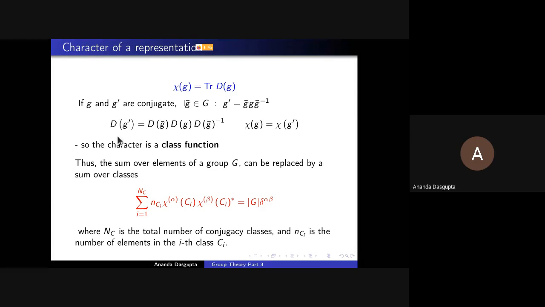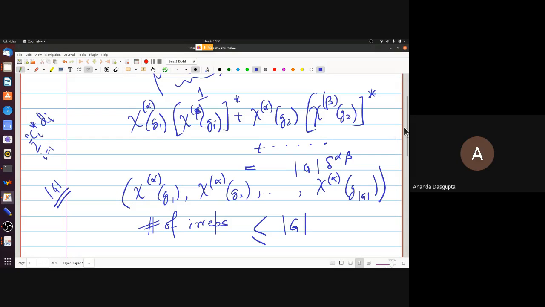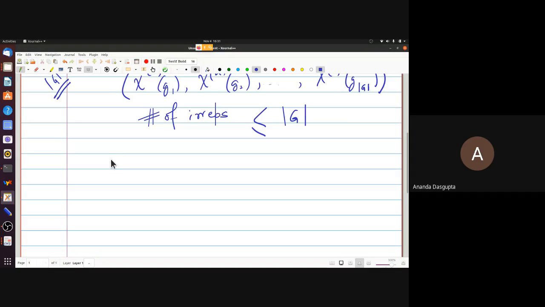So just to perhaps make this a bit more clear. For our example of S3, remember we had three classes. C1 was identity alone. C2 was the two non-trivial rotations, D and F. C3 was A, B, C, the three reflections. So what we had right now is basically the sum which goes like this.